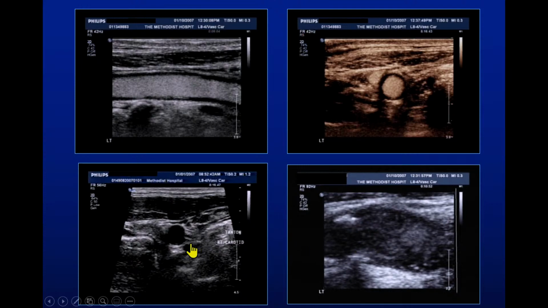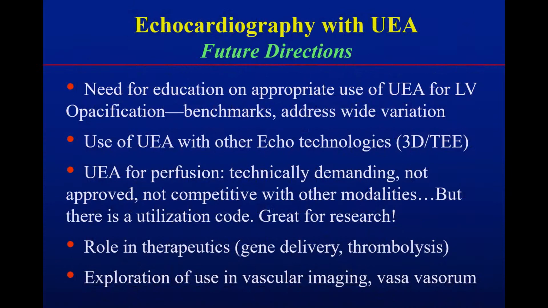You could see that here in the cerebral, the carotids, etc. People have looked at also vasa vasorum imaging and see whether it can help you in deciding on atherosclerosis activity or healing. And I think these are great areas for research.